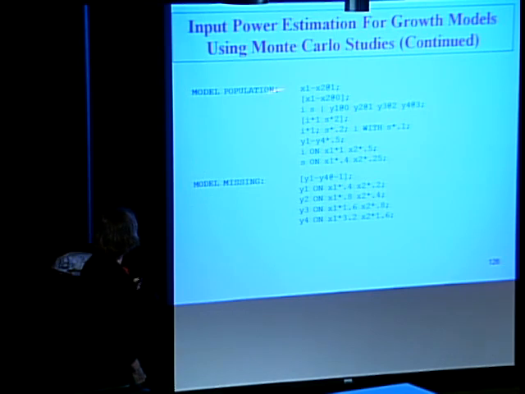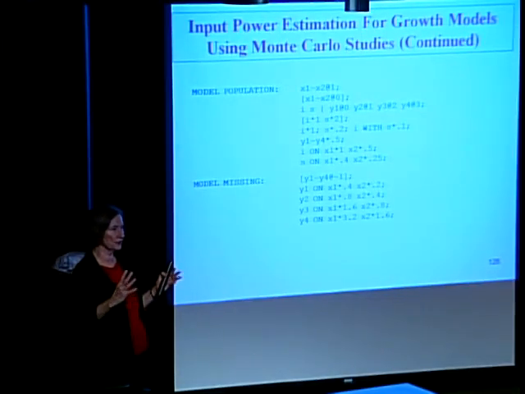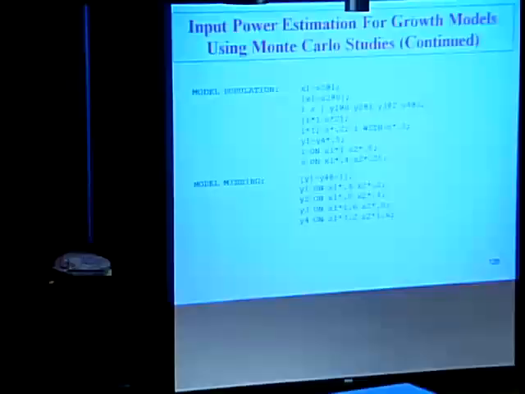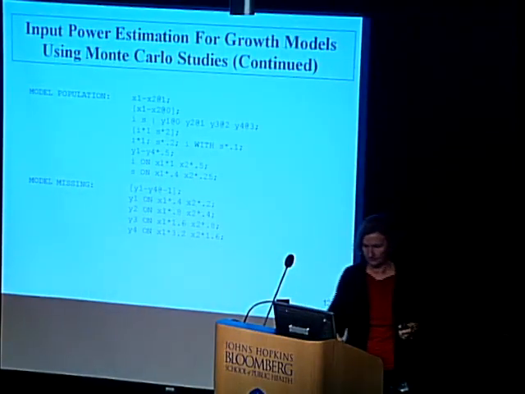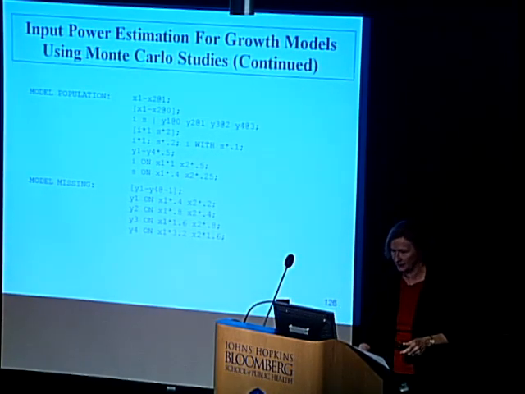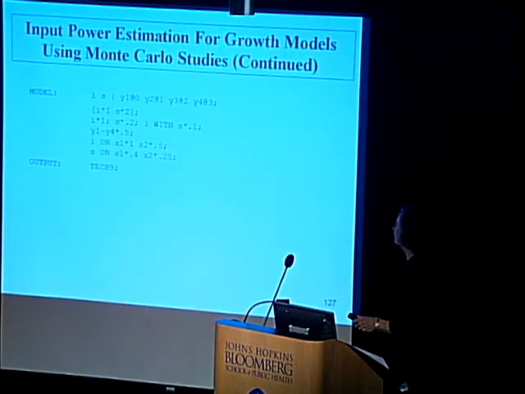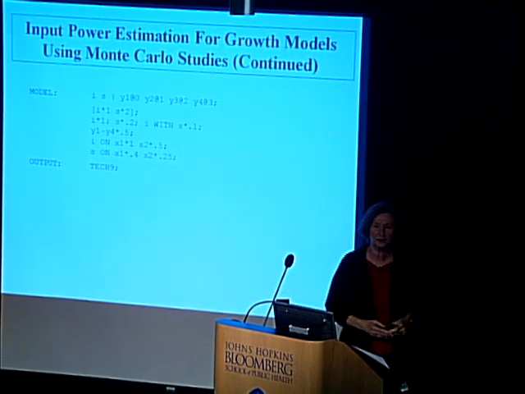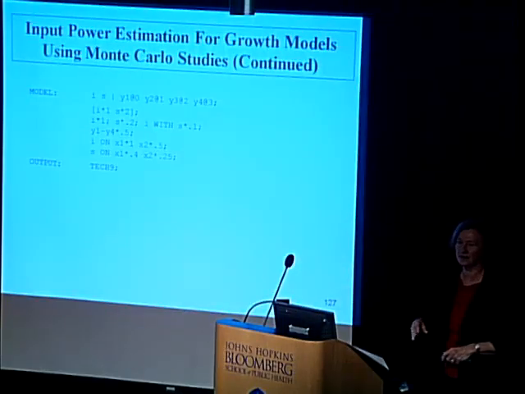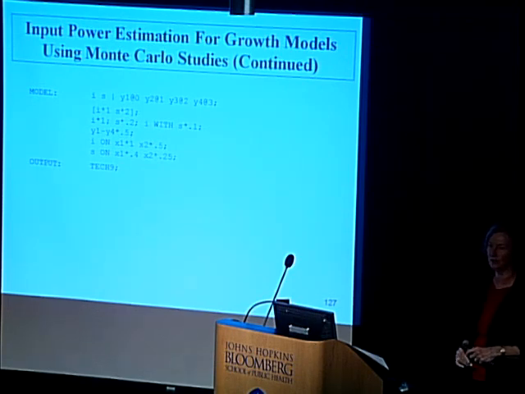So the model population taken in conjunction with model missing describes how the data are going to look that are generated, both in terms of population parameter values and missing data. Okay, and then we have to give a model to be estimated. And that's given in the model command. So each data set that's generated is analyzed according to the model in the model command.